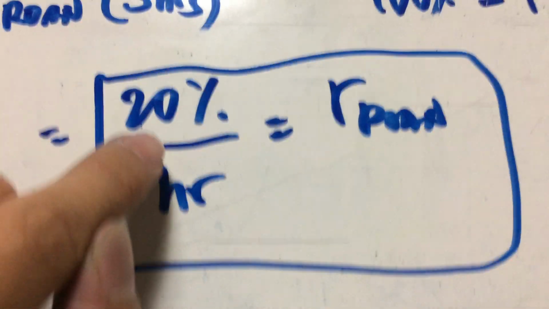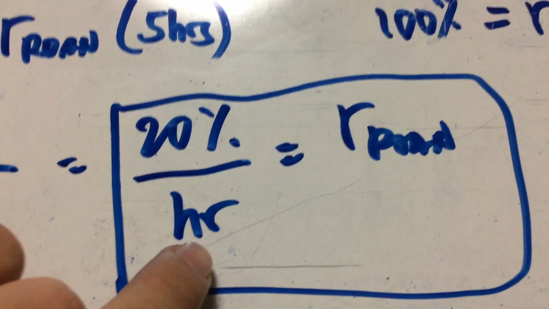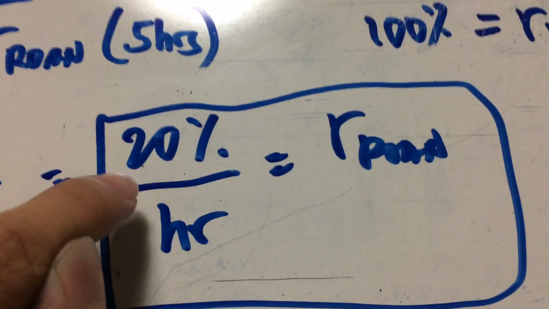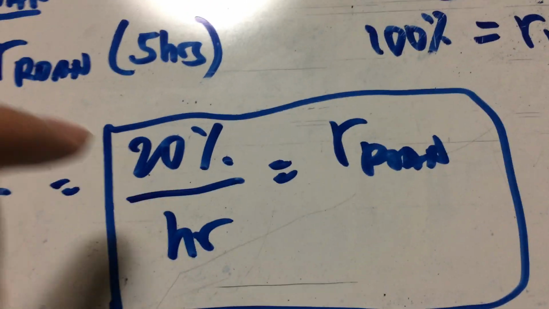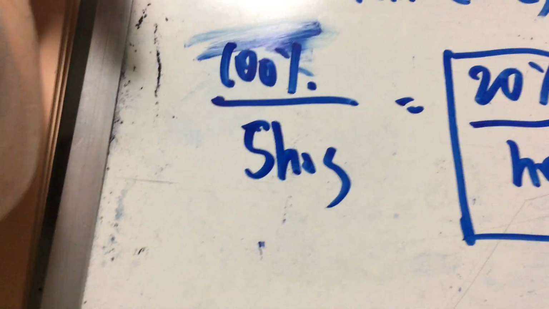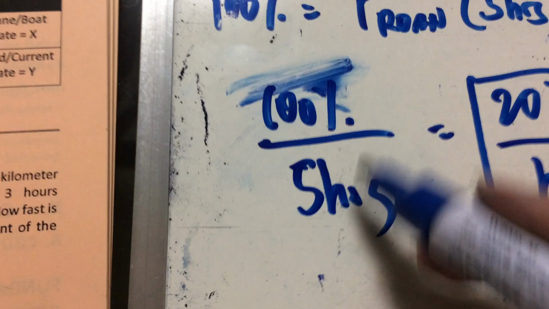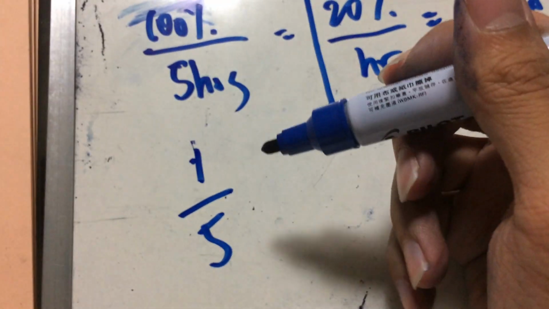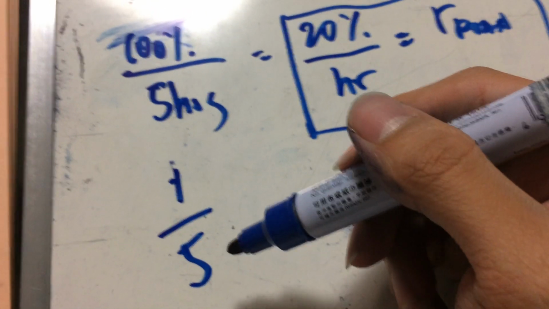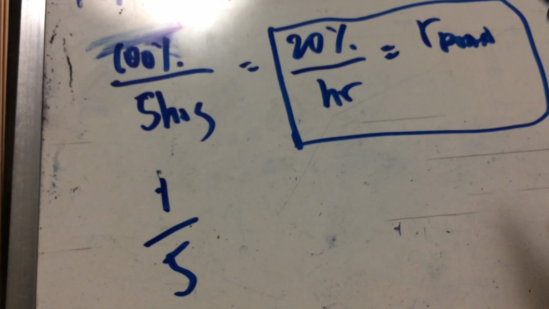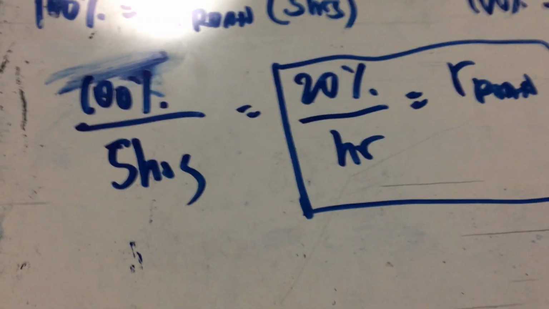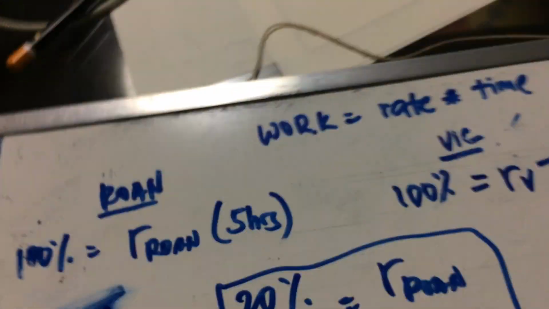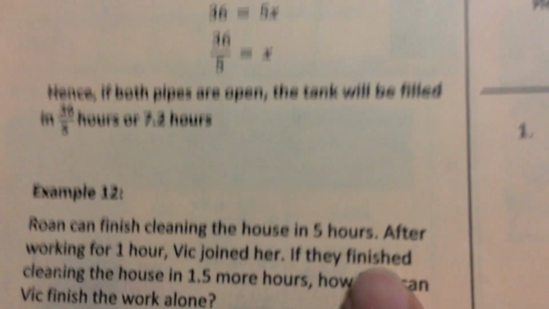We could easily visualize what this means. It means that in 1 hour, 20% of the whole task is completed. The conventional way, converting this to 1/5, the fractions, makes it hard to imagine that 1/5 is the rate of Ron. So I'm not going to use this. I'm going straight to the percent, but they're the same, okay? Now we're going back to the problem.